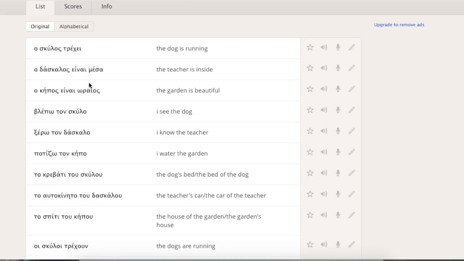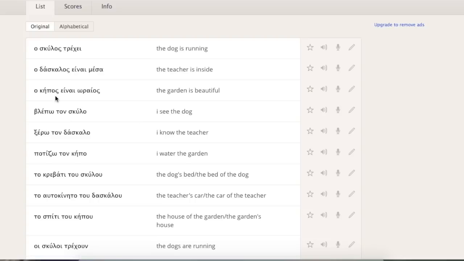Okay, another example with the word garden. Ο κήπος, garden, είναι, is, ωραίος, beautiful. So you see the same articles again here, the same endings, because the garden is our subject, okay, ο κήπος.